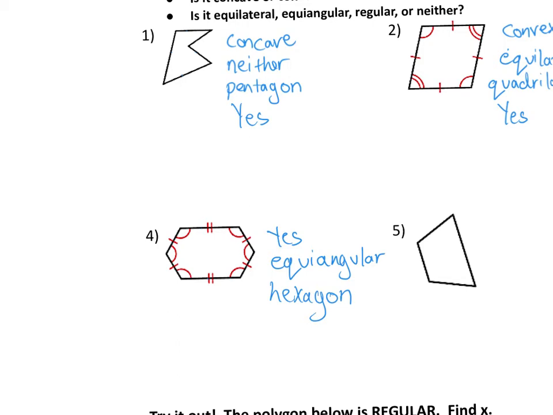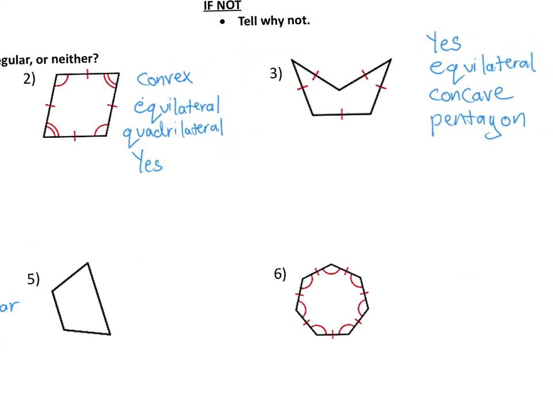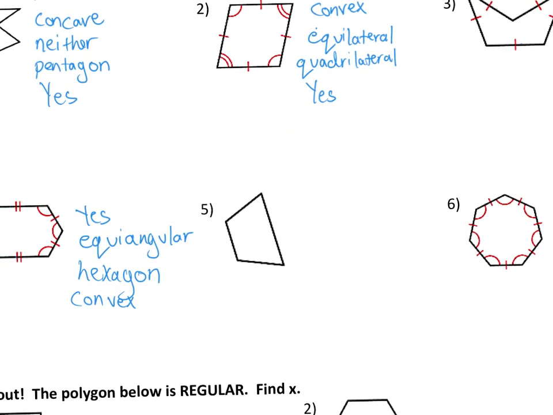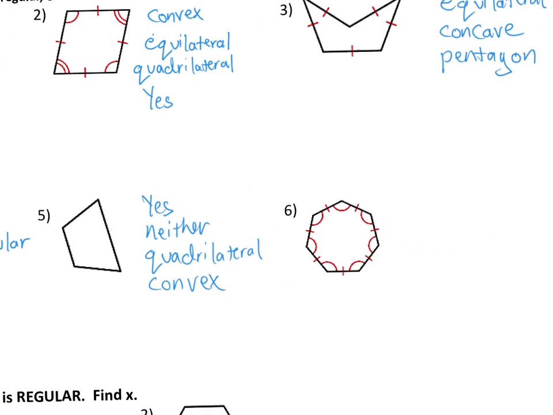And it is also convex because all of the sides are pointing out. See here, this is 1, 2, 3, 4. This is 4 sides. It doesn't have any tick marks. But it is, yes, a polygon. It is a quadrilateral. It is neither equiangular nor equilateral, but it is a quadrilateral. And it is also convex because it is flexing out.